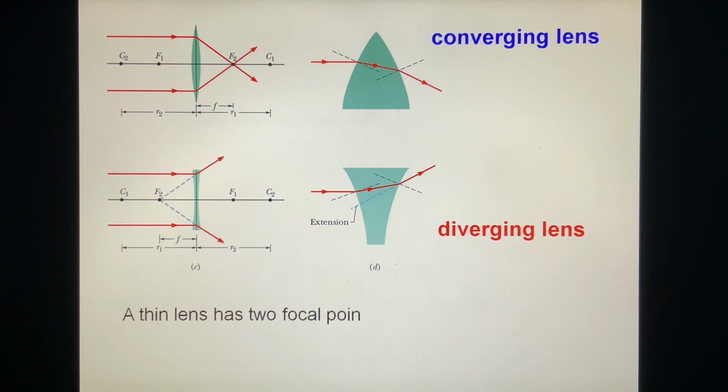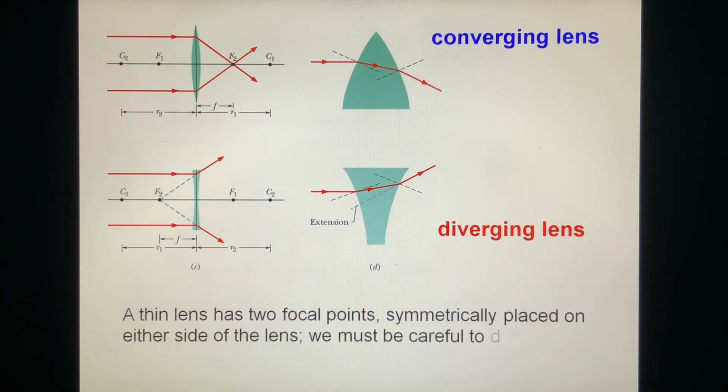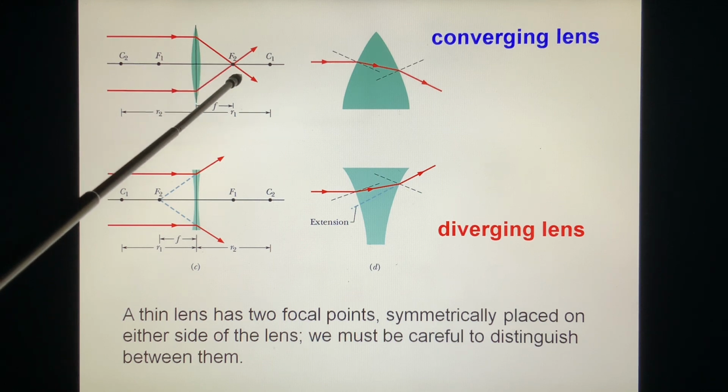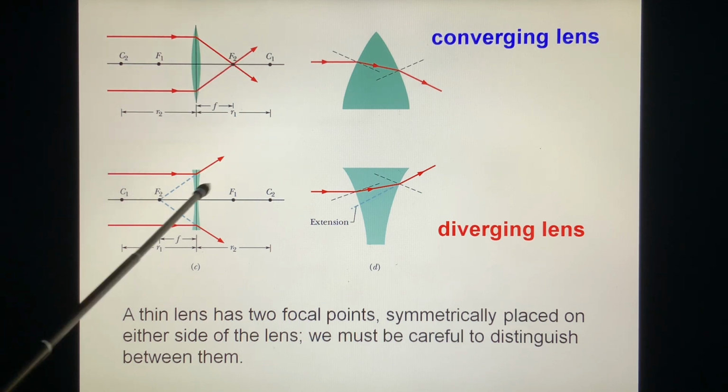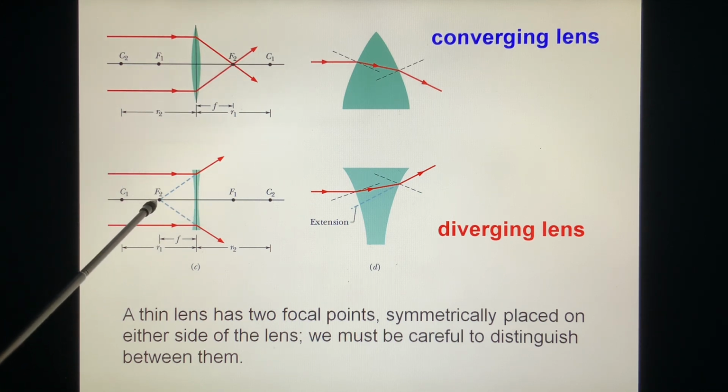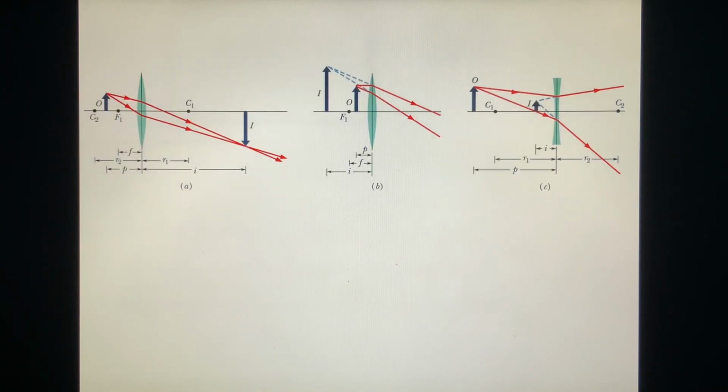A thin lens has two focal points symmetrically placed on either side of the lens. We must be careful to distinguish between them. Look at this one: this focus on this side is the lens's first focus, F1, and this one is F2.